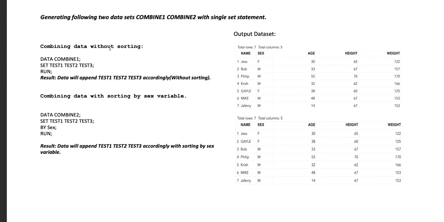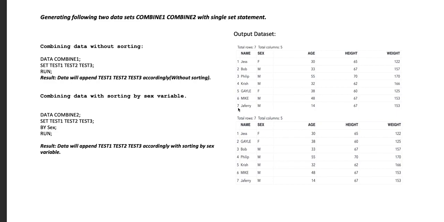Now what will happen if we use a single set statement with multiple datasets? This is program 1, the combine1 program. When we run this combine1 program, the test1, test2 and test3 data will be appended one after another. As a result, we will obtain 7 rows: the first 4 rows from test1, 2 rows from test2 and the last row from test3.